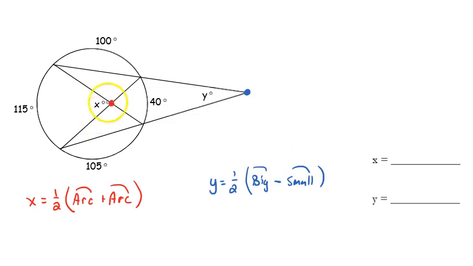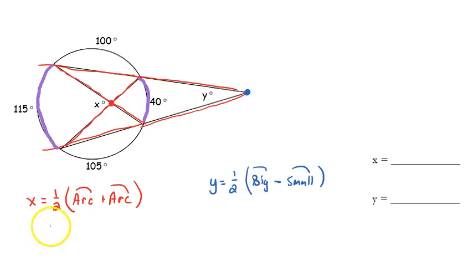The good news is x opens up this way and intercepts this arc, 115, and then the vertical angle opens up this way and intercepts this arc, 40. What's good about that? Well, y opens up and intercepts the 40 and then keeps going and intercepts the 115. These two angles actually open up and intercept the exact same two arcs. So the 100 and the 105 we don't need in this case. We're only focused on inside here.